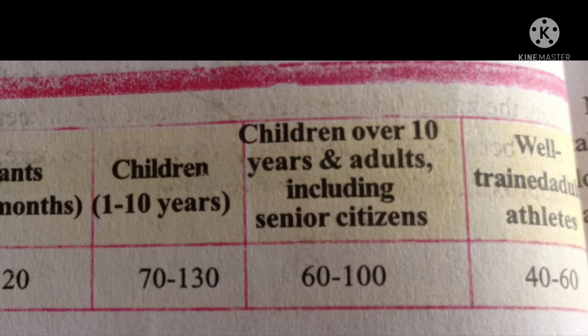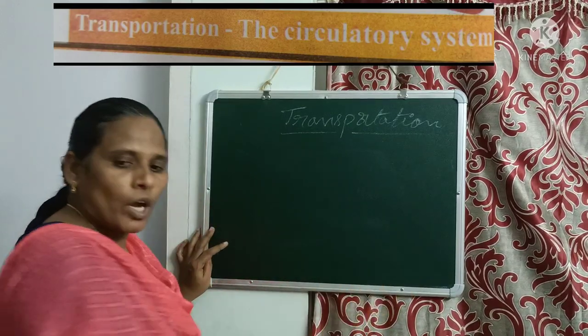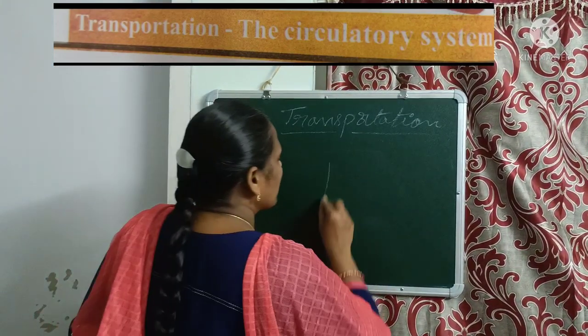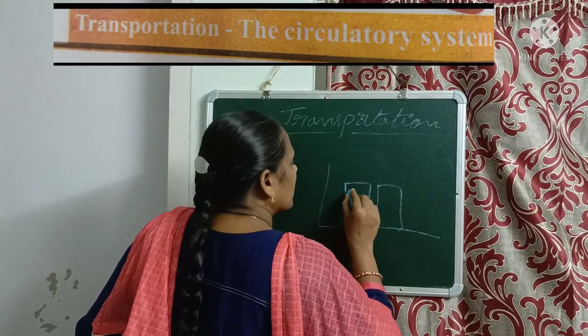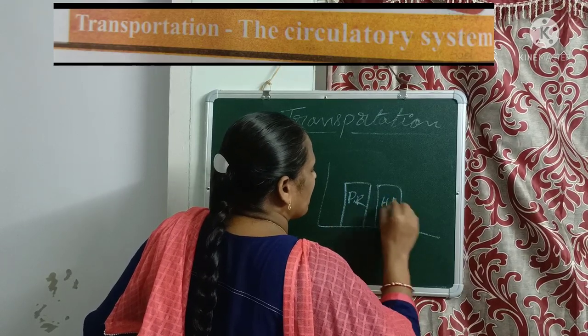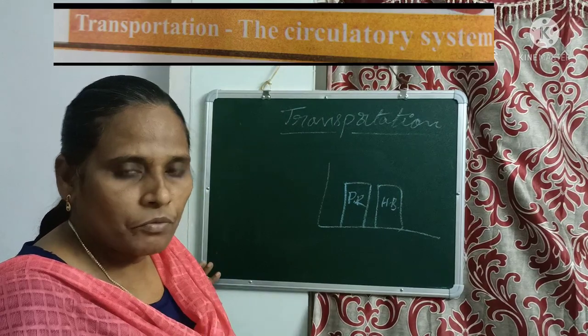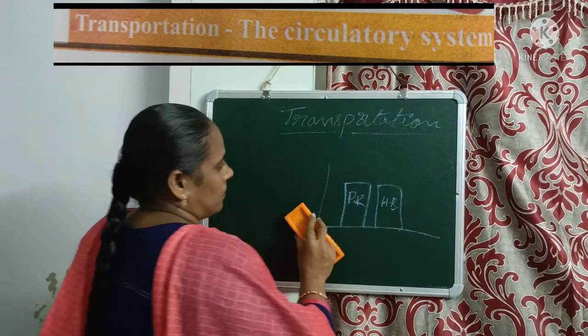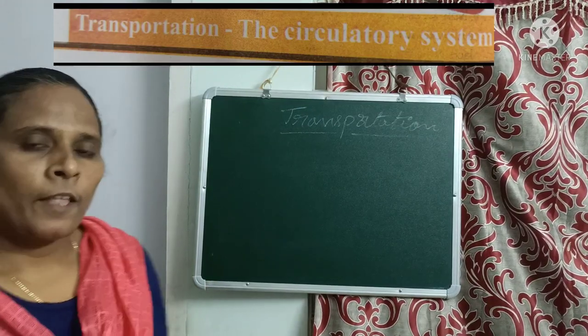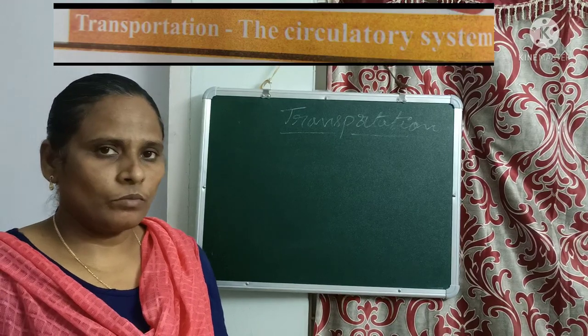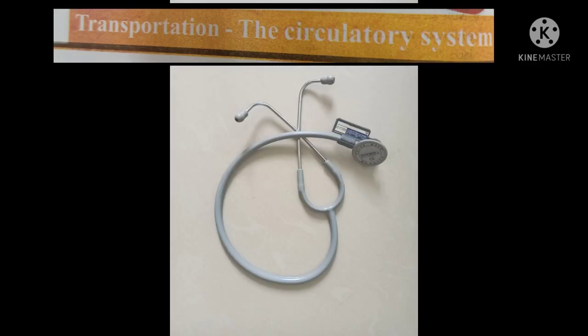And the heartbeat is also the same. If you observe your friends' or your own heartbeat and pulse rate, if we take a graph, this is the pulse rate and this is the heartbeat. Both are the same in one person. You can also do the activity. We already did the activity in the classroom. So, now we'll know about the stethoscope. Before the stethoscope was invented by Laennec, doctors used to observe the heartbeat by keeping their ear near the heart of the patient.